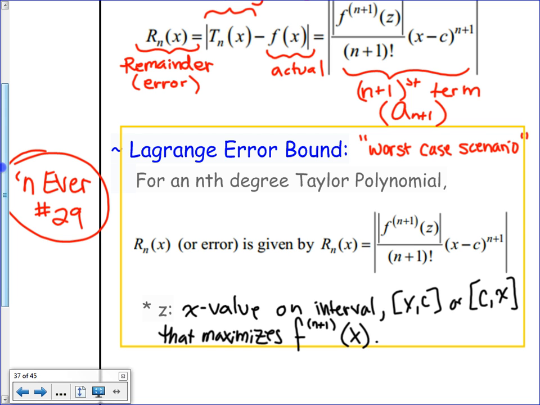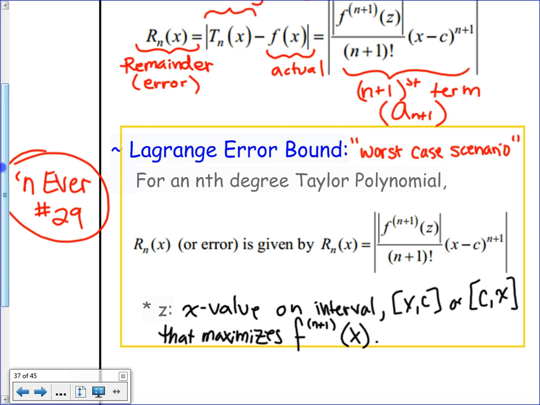Now the AP guys, I don't think they're ever going to ask you to maximize the error, but they are going to mention the Lagrange error bound. So it's kind of just understanding what it is. The nice thing is we don't have tons of craziness to memorize, because it is our n plus first term, which means if we stop at n, it's going to be the next derivative of f, over the n plus first factorial, times x minus c to the n plus first power. But I have this new z. So what do I do with it?